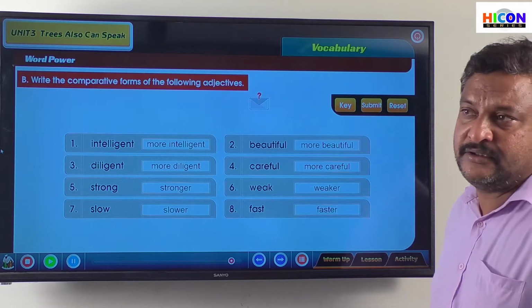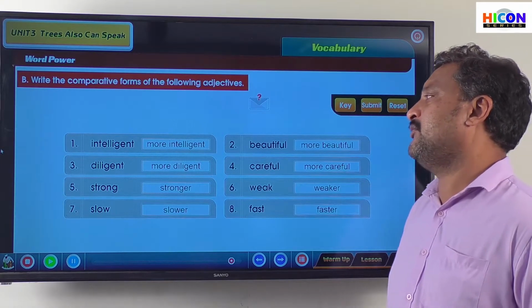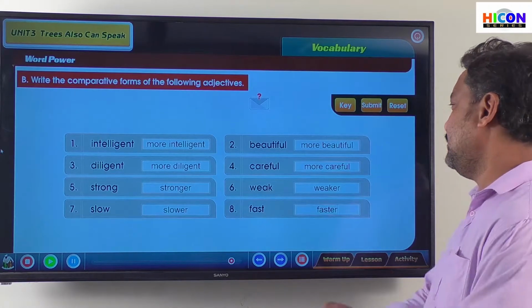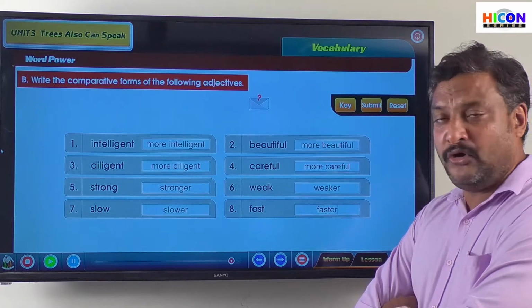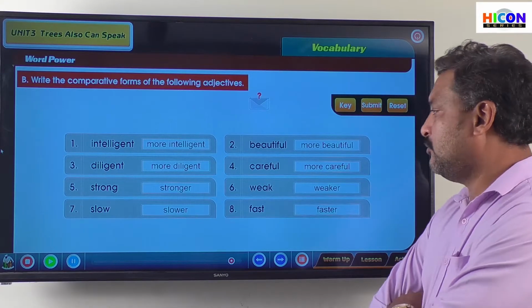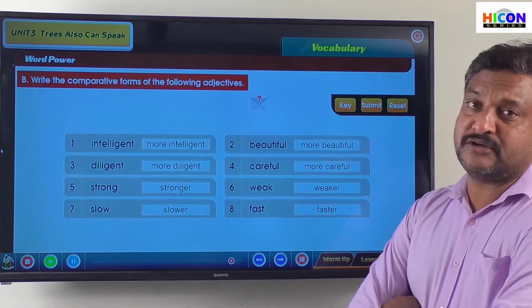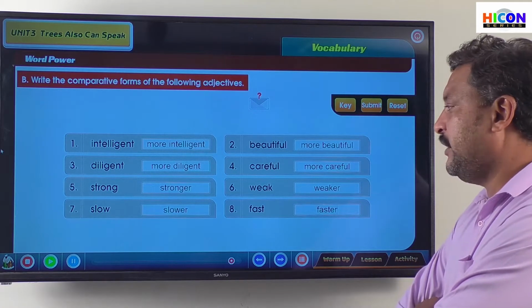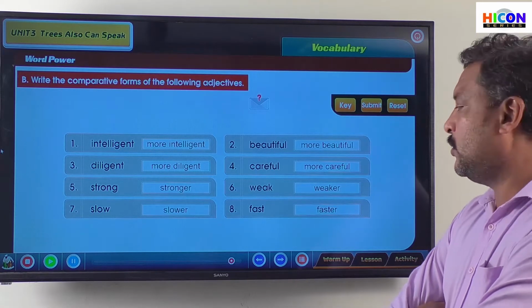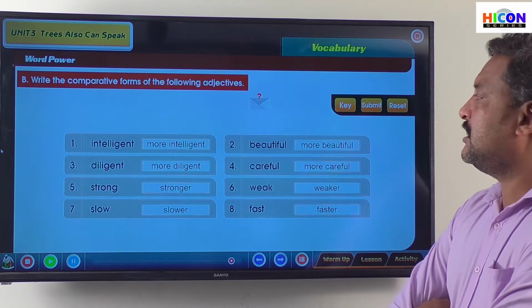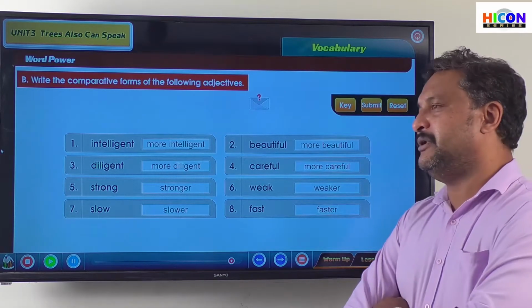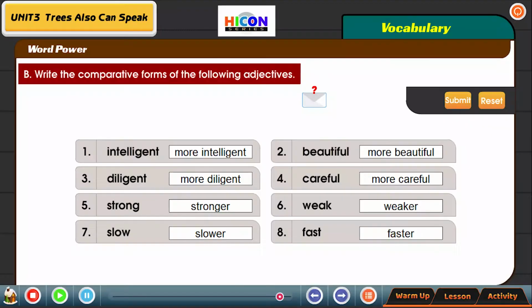F-A-S-T-E-R. Right? So the comparative form of intelligent is more intelligent. Beautiful is more beautiful. Diligent is more diligent. Careful is more careful. Strong, stronger. Weak, weaker. Slow, slower. Fast, faster. Right? So now I'll keep the screen the same for another minute so that you can have a look at them.